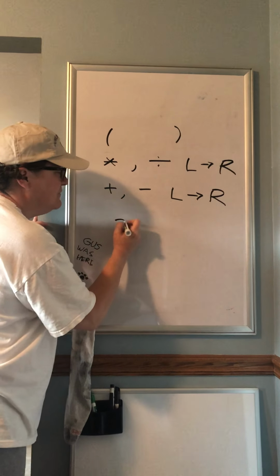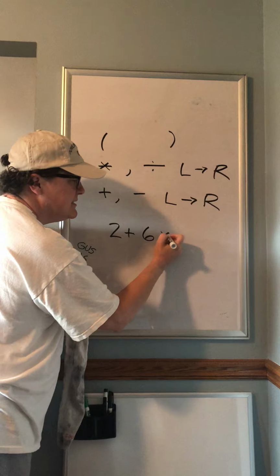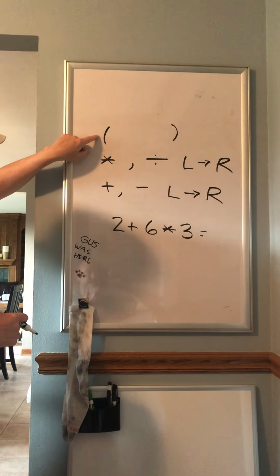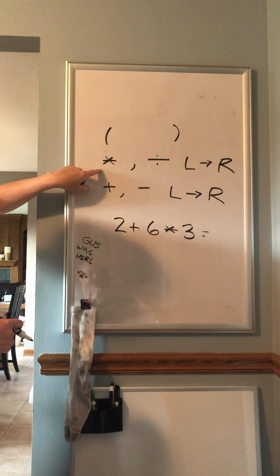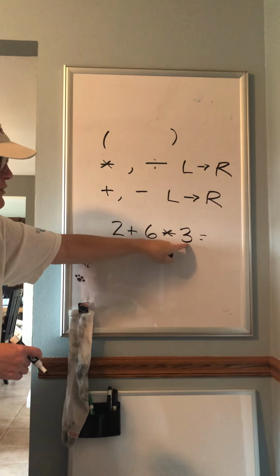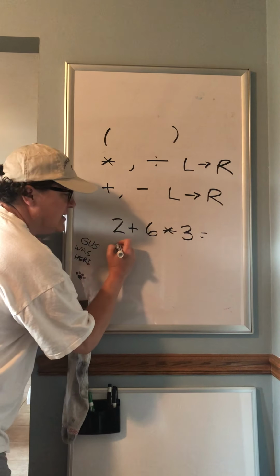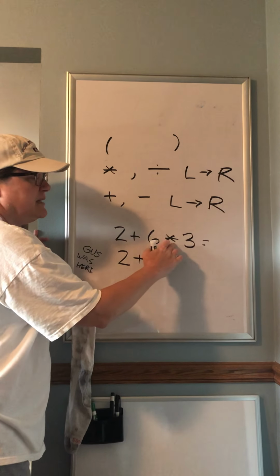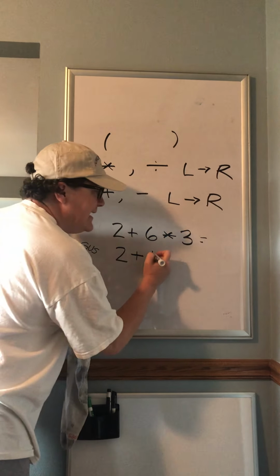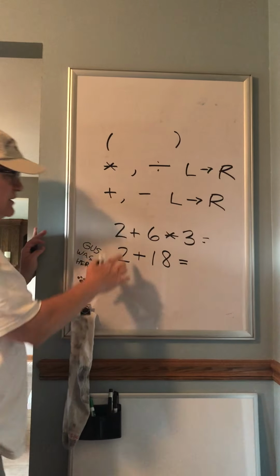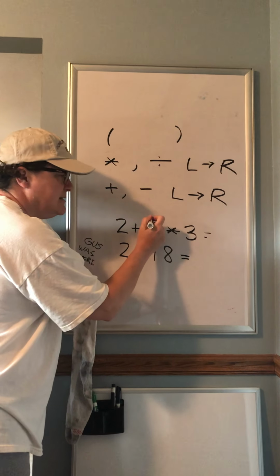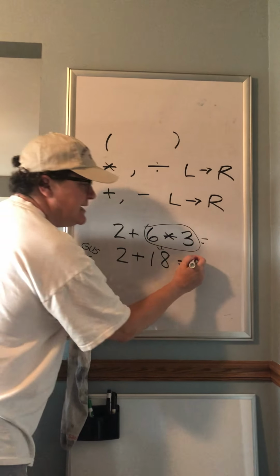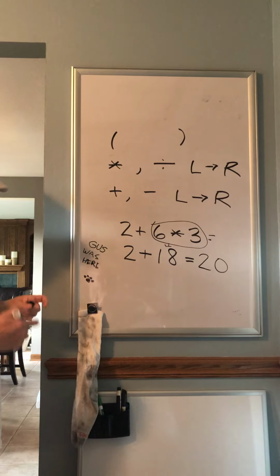So let's say that we have 2 plus 6 times 3 as our problem. We don't see any parentheses, so we're not going to worry about that. We do see a multiplication problem, so we're going to work on that first. The rest of the work just comes straight down. So the 2 is not affected yet, the plus sign is not affected yet, but 6 times 3, we're going to write 18. So I brought the 2 down, the plus down, and then this is all replaced by the number 18. Then you add 2 plus 18 and you get 20, okay?